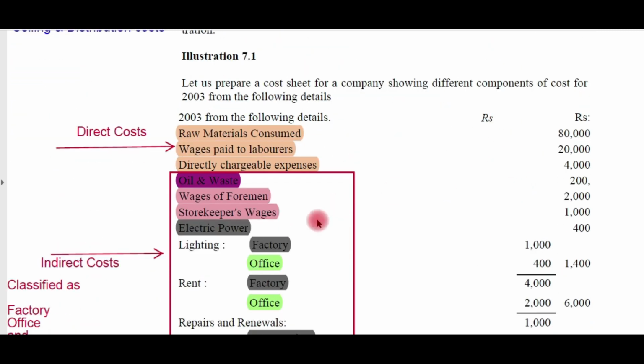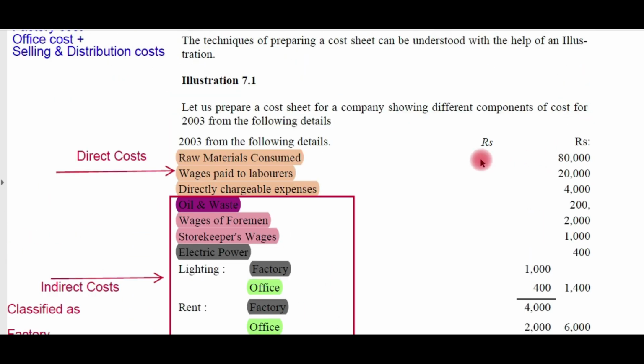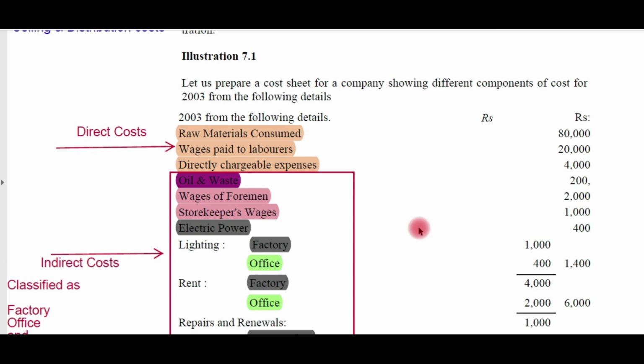Okay, there is an example given here which lists all the costs incurred in a factory. Prepare a cost sheet for a company showing different components of cost for 2003 from the following details. Details are given here. So, we'll see one by one.